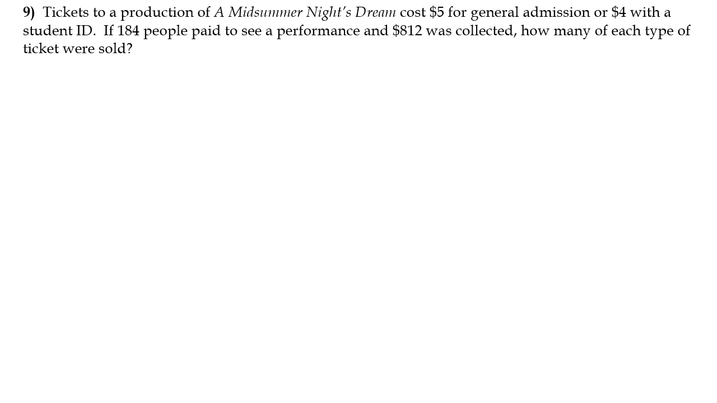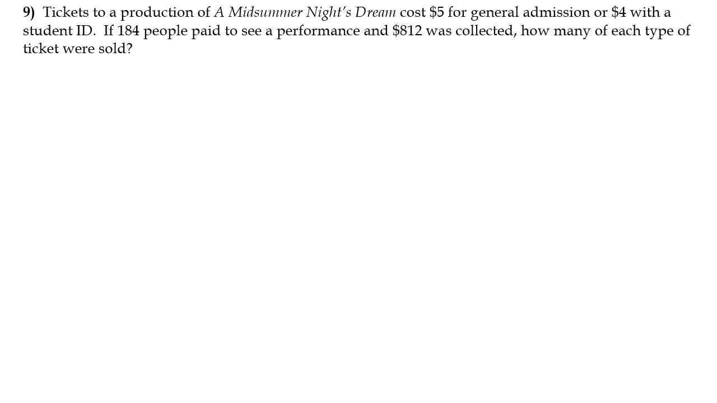In this video, we're going to use systems of equations to solve a problem. So let's take a look. Tickets to a production of A Midsummer Night's Dream cost $5 for general admission or $4 with a student ID. If 184 people paid to see a performance and $812 was collected, how many of each type of ticket were sold?